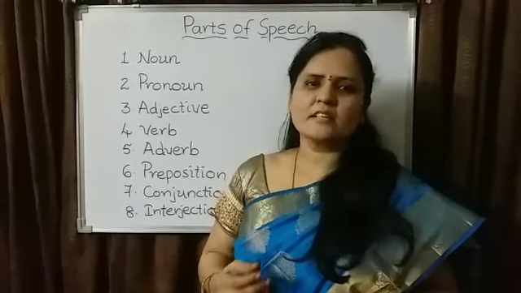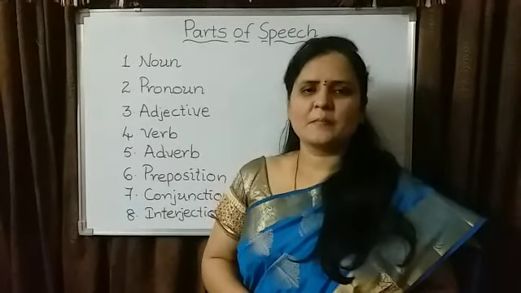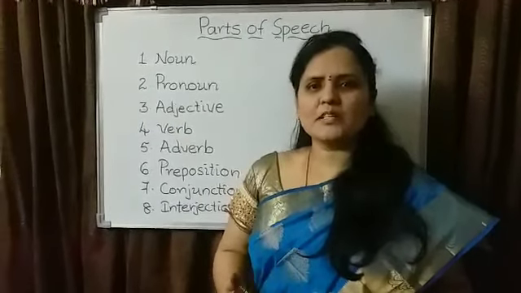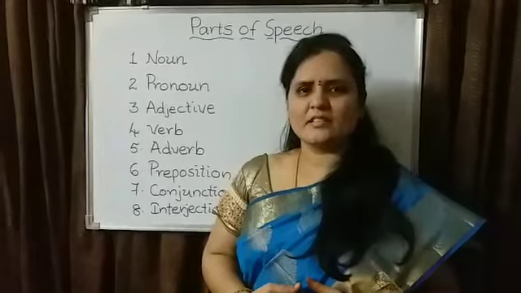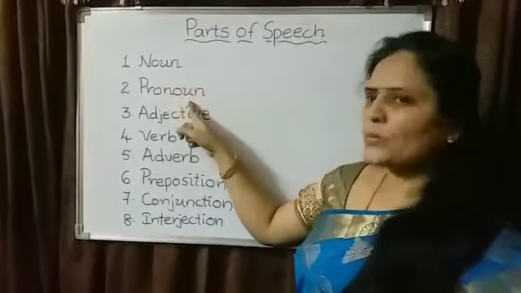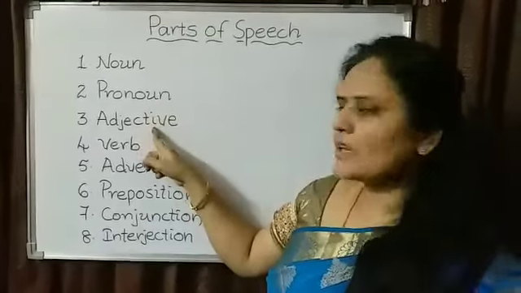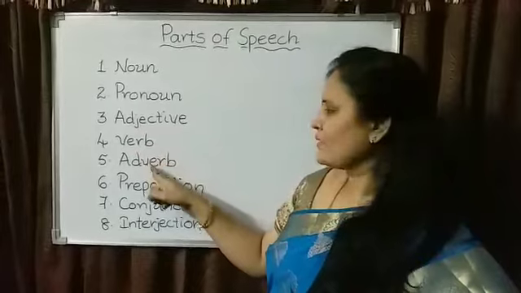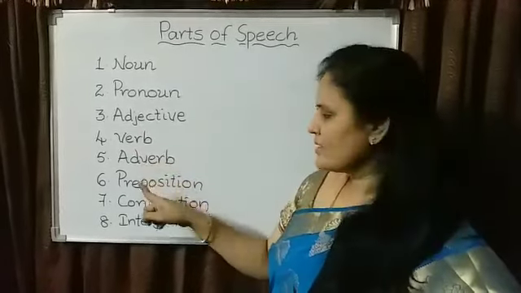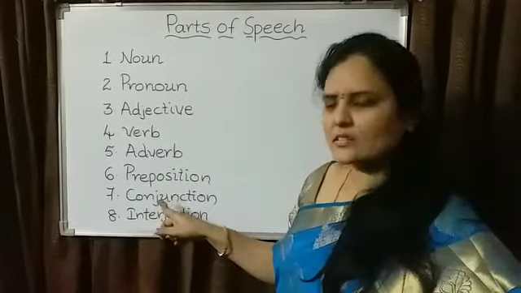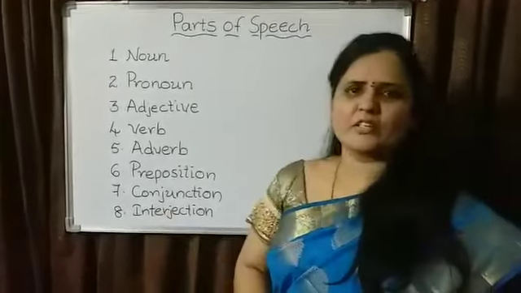Now, let's see the definition of parts of speech. Words are divided into different parts as per the job they do in a sentence. They are: number 1, noun; 2, pronoun; 3, adjective; 4, verb; 5, adverb; 6, preposition; 7, conjunction; and 8, interjection.